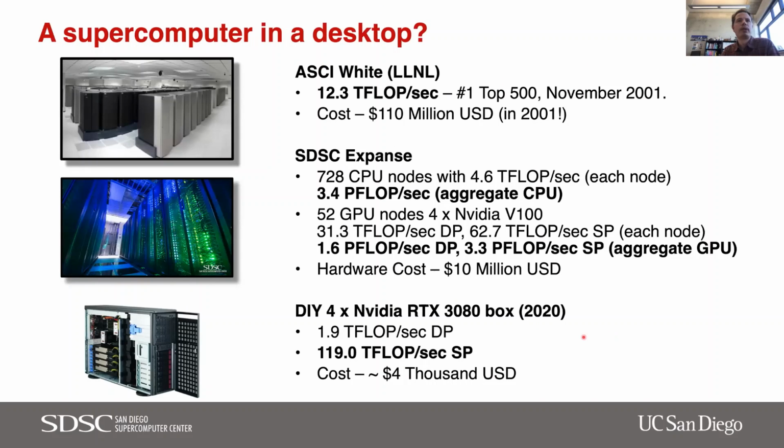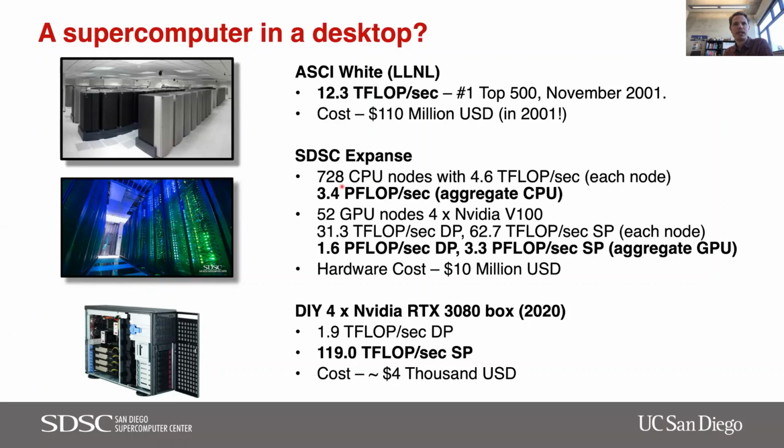A very brief comparison that I like to make here is if you go back 20 years, the fastest computer in the world, the number one in the top 500, cost approximately $110 million back then, so it would be much more nowadays. It filled an entire data center at Lawrence Livermore National Lab.